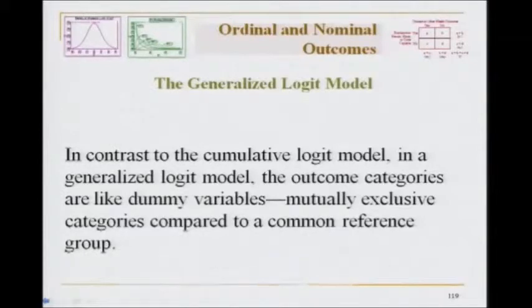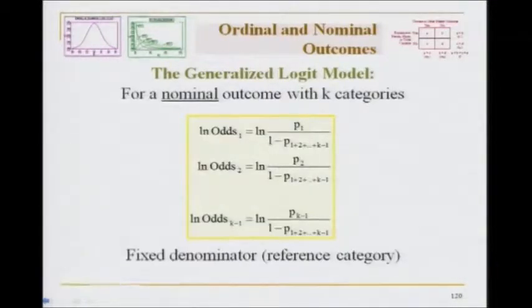Now we go back to thinking about the outcome categories being nominal for generalized logit, having a common reference group. So it's more like dummy variables on the left-hand side of the equation, where I'm defining each category versus a reference group. That means here the denominator never changes, unlike cumulative logit.